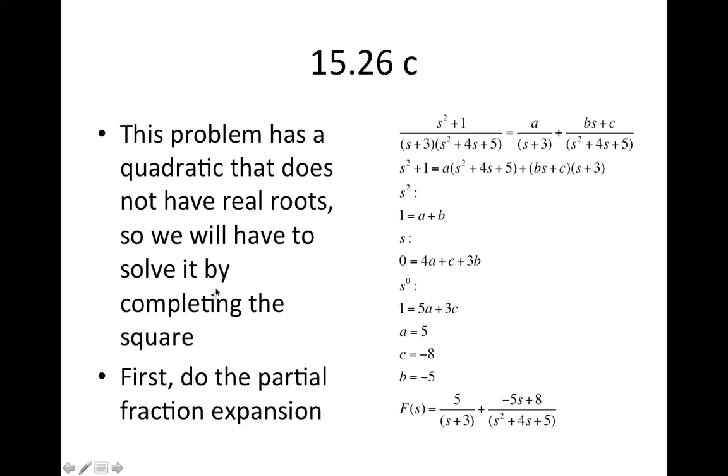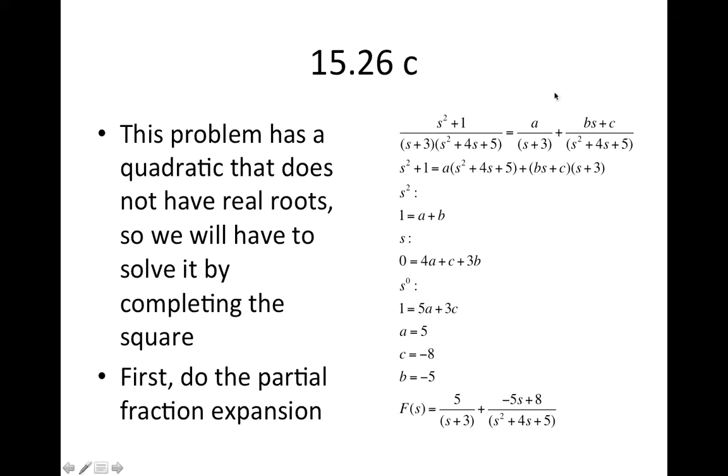Okay, here's another problem from this particular resource. In this case, I have the following that I want to take the inverse transform of. So I break that into two parts: A over S plus 3, and then BS plus C over S squared plus 4S plus 5. I should mention that the reason we have this term the way we do is that S squared plus 4S plus 5 cannot be factored into real roots. So we're going to treat it by completing the square so that we can get the right inverse transform.